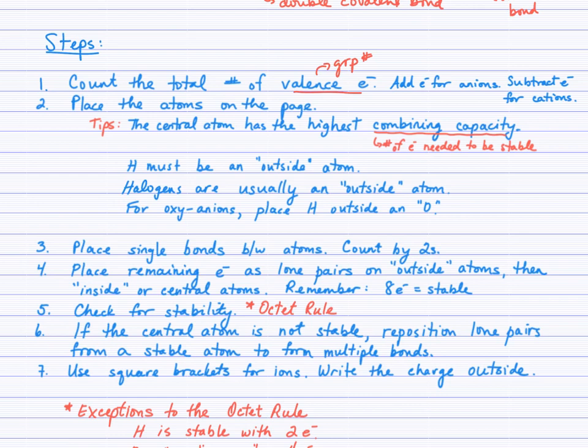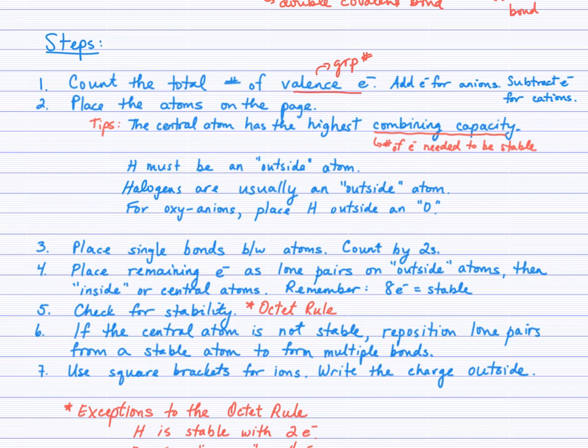Hydrogen will always be on the outside, so always a perimeter or outside atom, and halogens needing to make one bond are usually an outside atom. I will do some examples with oxyanions, and you'll see if hydrogen's involved that we'll definitely place it outside of an oxygen. So I'll show you what that looks like at the end of the examples.